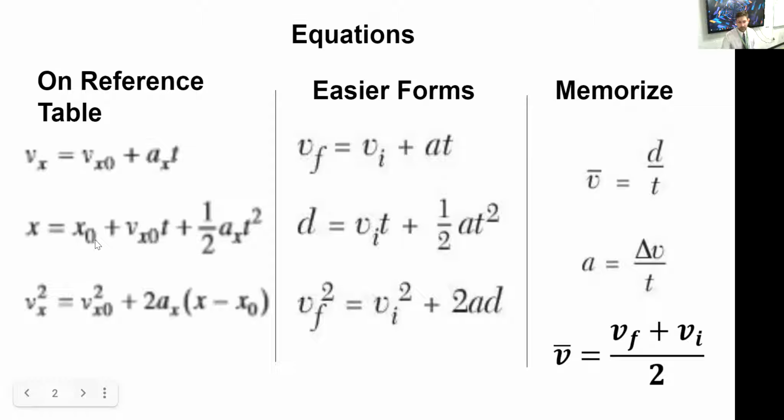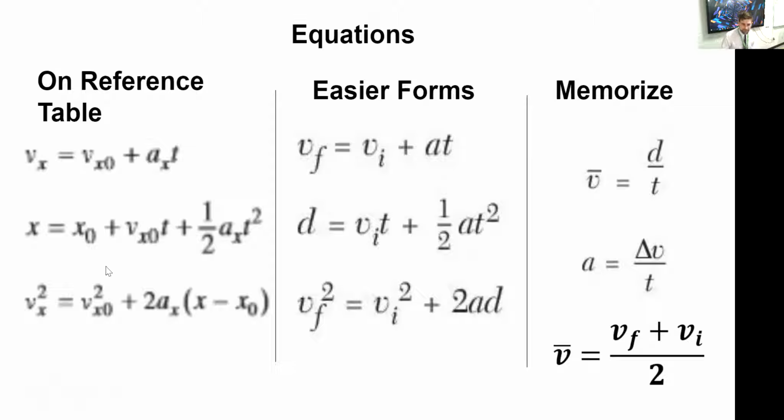The reason they show it with a little 0 is that they're saying position at time 0, and then your position at time whatever. Now, normally what they do is they subtract the initial position from the final position, and final position minus initial position is going to give you displacement. And so normally we just write this as d = v_i t + 1/2 a t squared.